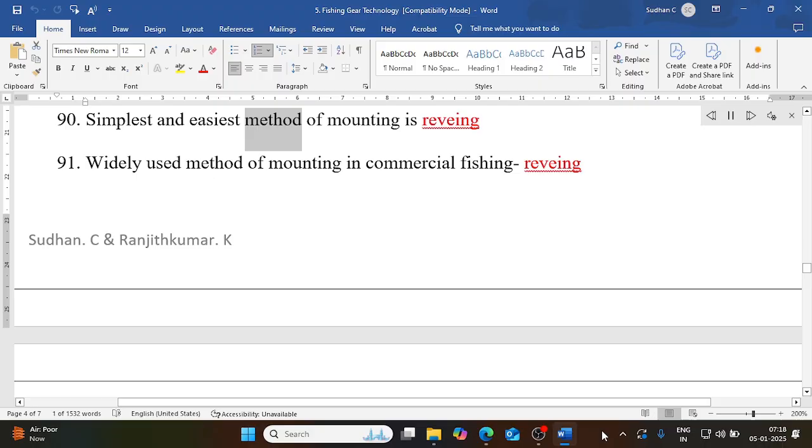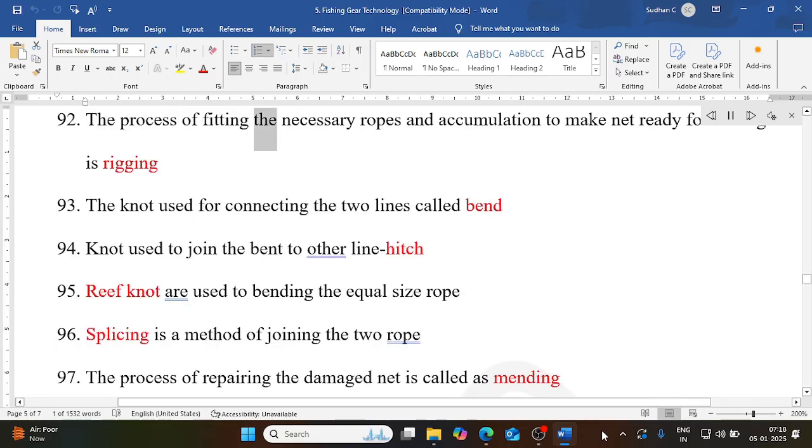The simplest and easiest method of mounting is reveilling. It is the most widely used method of mounting in commercial fishing. The process of fitting the necessary ropes and accessories to make the net ready for fishing is rigging.